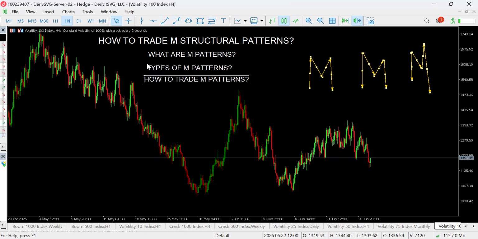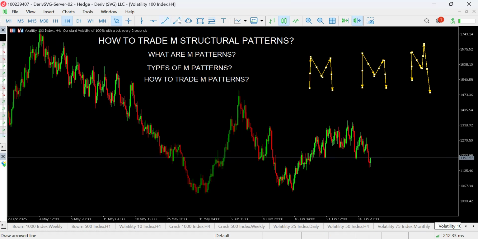So now we've looked at the types of M pattern. The first is the double top, where both price levels are the same. The second has the first top higher than the second, and the third has the first top lower than the second top. So the next question would now be, how do we trade M patterns?